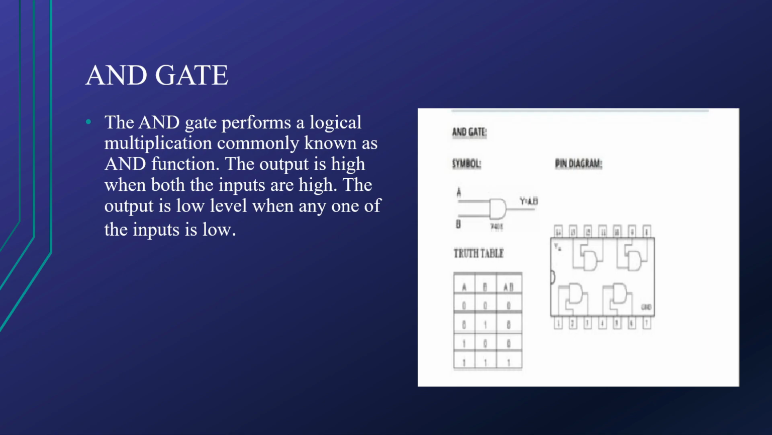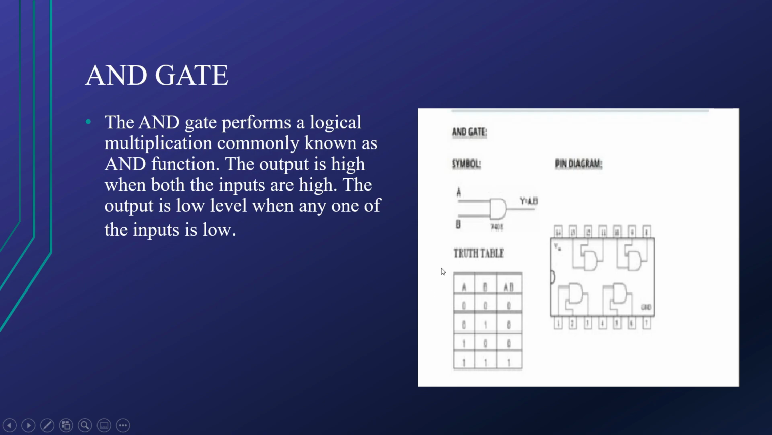The AND gate is nothing but which performs a logical multiplication operation, and the function is known as AND. The output is 1 when both the inputs are 1, and the output is low when any one of the inputs is low. So this is the symbol of AND gate, and the truth table is this.